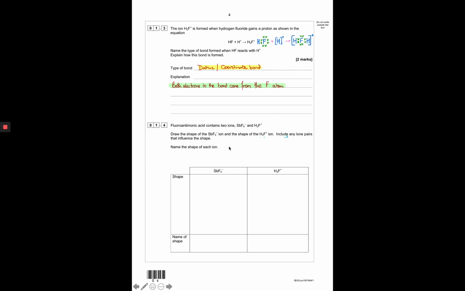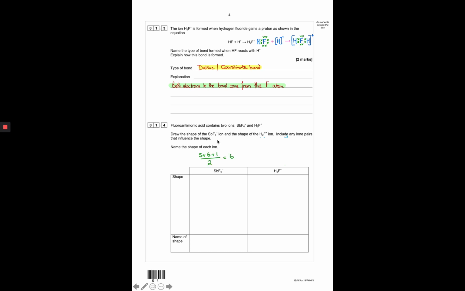So the next question is giving us again two unusual ions. It's asking us to draw the shape of the two of them and then include any lone pairs that influence the shape. So that's very, very important. Whenever you draw a molecule and you draw the shape of it, if there are any lone pairs present, they must be shown because they are going to influence the shape. And then we have to name the shape.